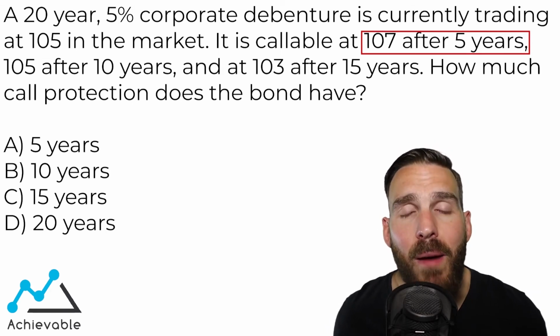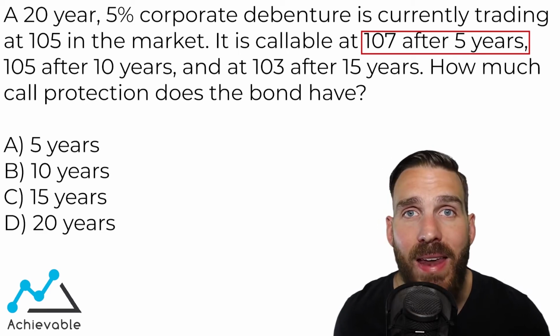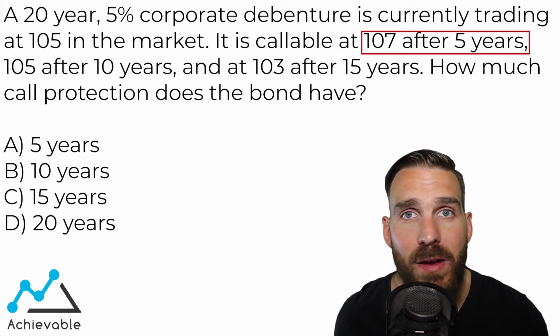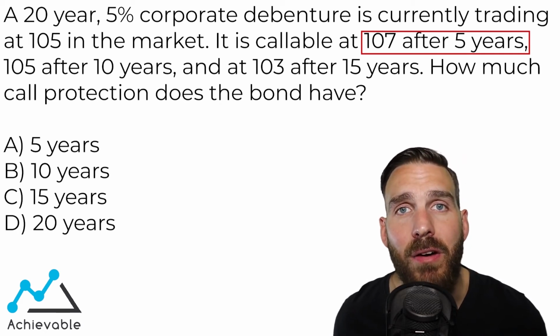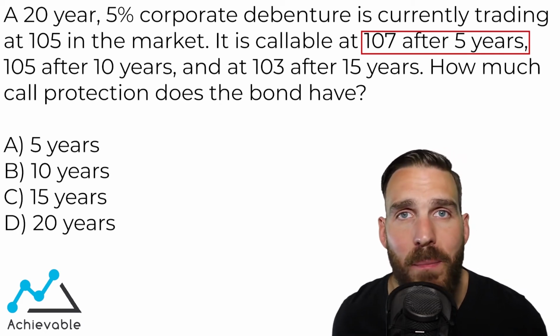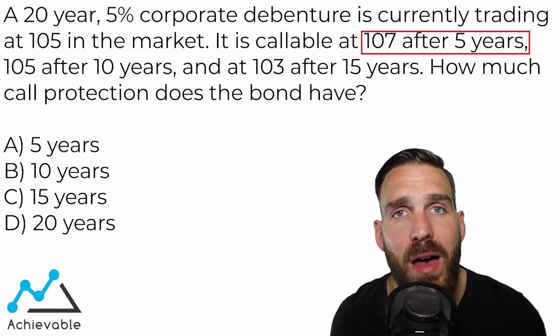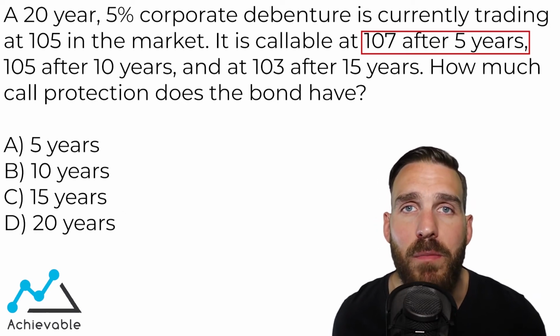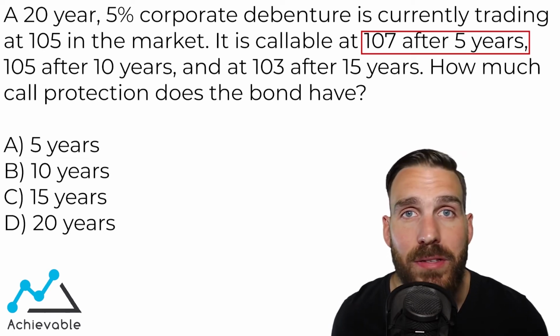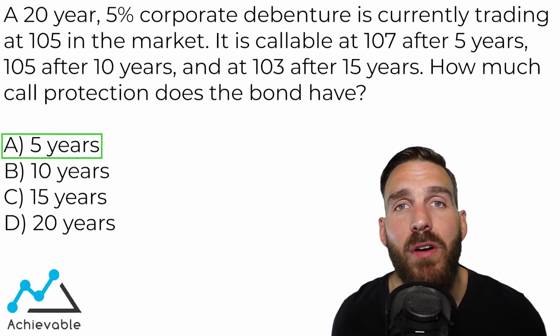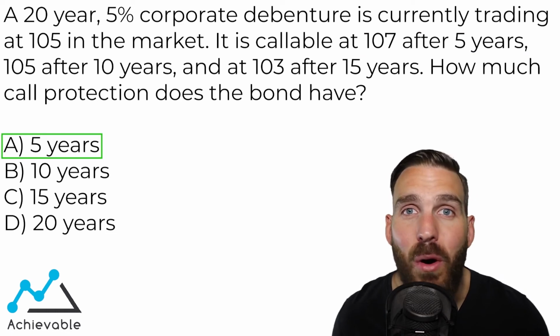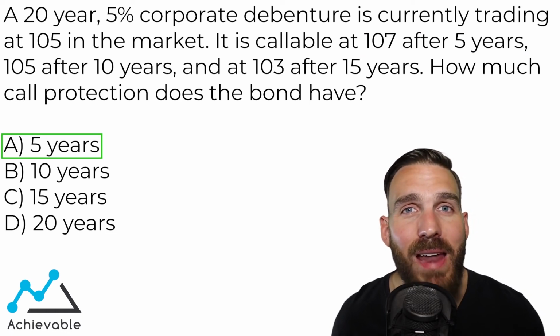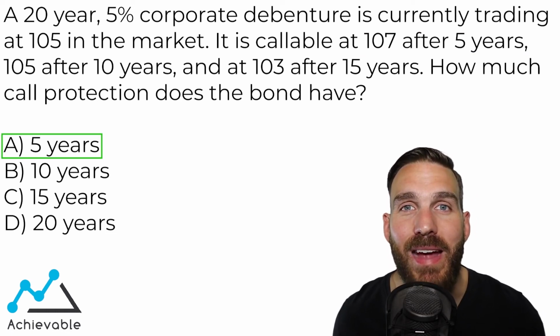We need to know how many years the issuer has before they can call the bond, and that is 5 years. As a bondholder, for the first 5 years, there's no way that this bond can get called, no matter how much money they want to pay you for the bond. And if you want to hold on to it for those 5 years, there's nothing the issuer can do to prevent you from doing that. Therefore, our answer is A, we have 5 years of call protection. And yes, you only needed 5 years out of this question in order to get the answer correct.